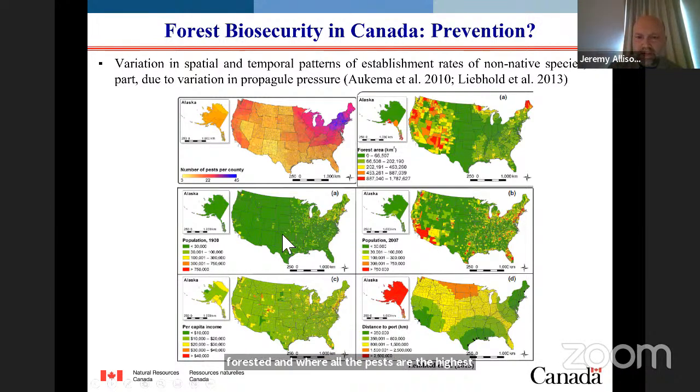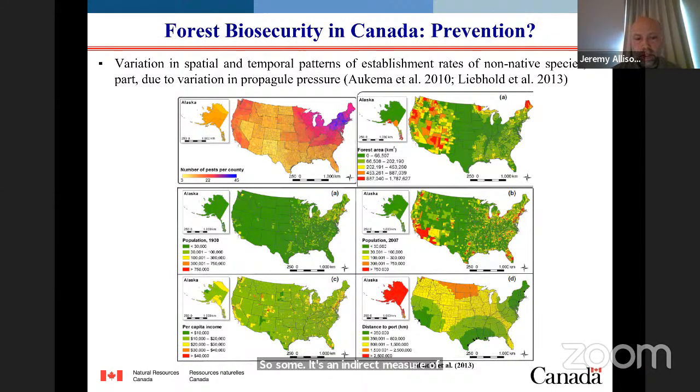Then the 2 middle graphs show population levels. The one on the left in the middle is early 1900s. The one on the right is a 2007 estimate. And we begin to see a better fit with where all the pests are being detected. So higher population levels, particularly as evidenced in the 2007 figure, correlate much better with where we're seeing the highest numbers of pests. And then the bottom 2 graphics illustrate the economics. So it's an indirect measure of propagule pressure.